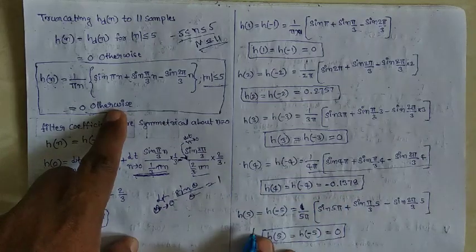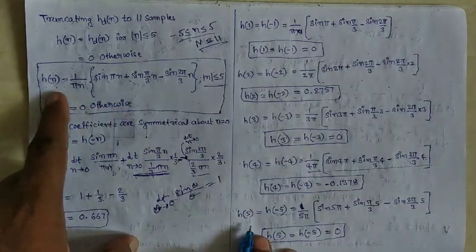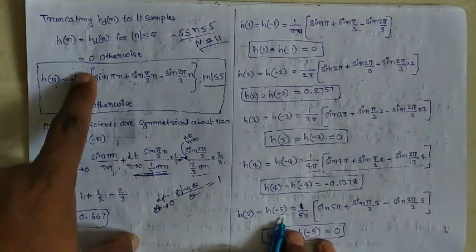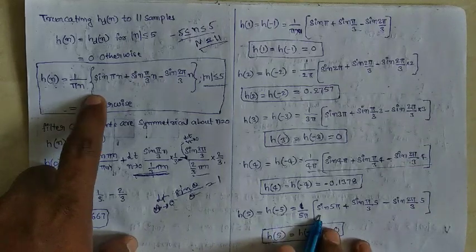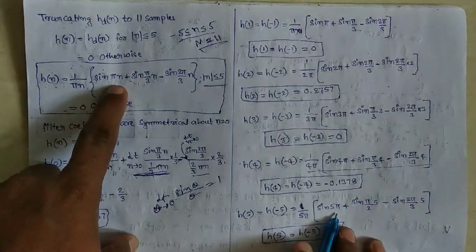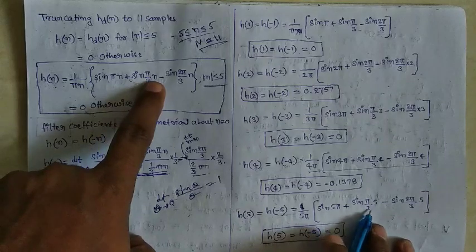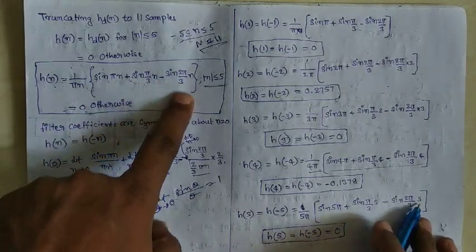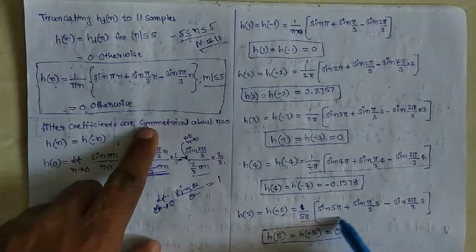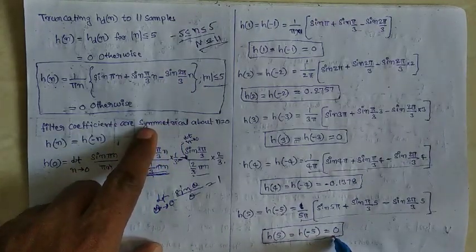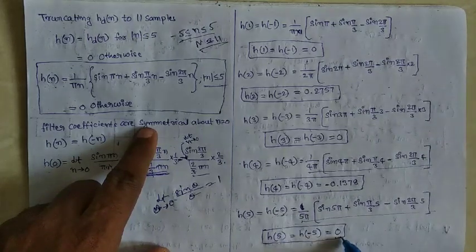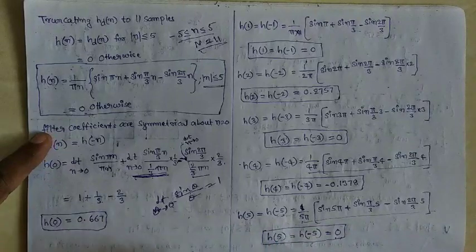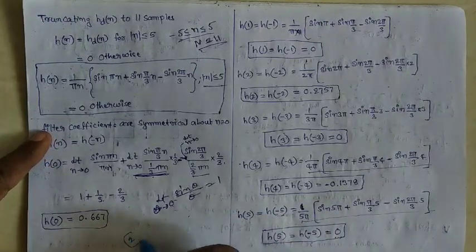0.1378. Similarly, substituting n equal to 5 in this equation, h of 5 is equal to h of minus 5, which is 1 by 5 pi of sin 5 pi plus sin pi by 3 into 5 minus sin 2 pi by 3 into 5. This total value is 0, so h of 5 is equal to h of minus 5 is equal to 0. Now this is our second step.